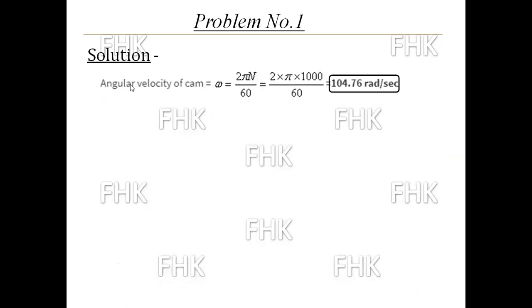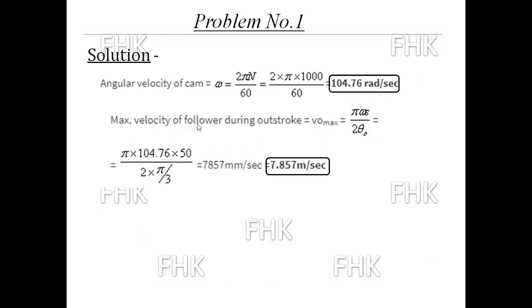Now first convert that RPM into radians. The angular velocity of the cam, omega, is equal to 2 pi N upon 60, as you know. Here 2 into pi into N, with N given as 1000, divided by 60 to convert into seconds. After calculation, I get the angular velocity of the cam, omega, equal to 104.76 radian per second.